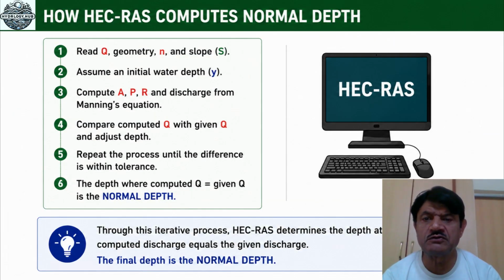Internally, HEC-RAS follows a logical sequence. First, it reads the discharge, the channel geometry, Manning's roughness, and the river slope. Next, it assumes an initial water depth. Using this depth, it computes the flow area, hydraulic radius, and discharge. The computed discharge is then compared with the specified discharge. If they differ, the depth is adjusted and the entire calculation is repeated. Once the computed discharge matches the specified discharge within a very small tolerance, HEC-RAS accepts the depth as the normal depth. This iterative procedure makes the normal depth computation both accurate and efficient.